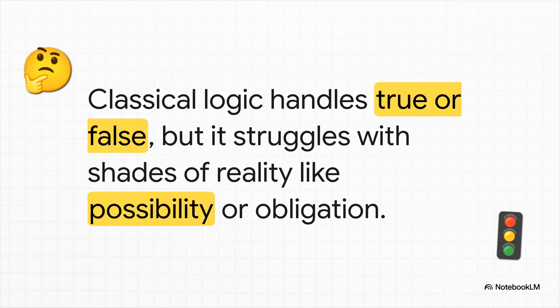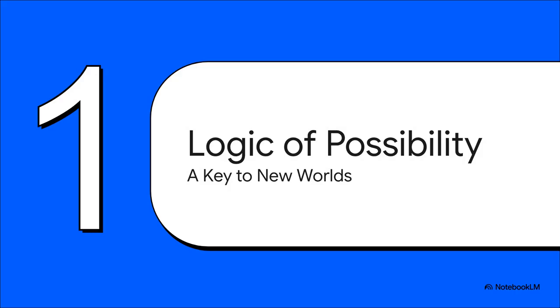Well, here's the thing. Classical logic, the bedrock of a lot of computer science, is super black and white. It's all ones and zeros, true or false. There's no in-between. It just wasn't designed to handle these gray areas, like what's possible, what's necessary, or even things like what we're obligated to do. So to tackle this, logicians realized they needed a whole new toolkit. They needed something more flexible, something that could open up completely new ways of reasoning about the world. And that's exactly what they came up with.